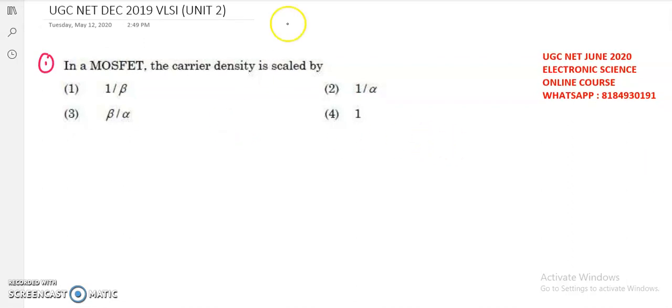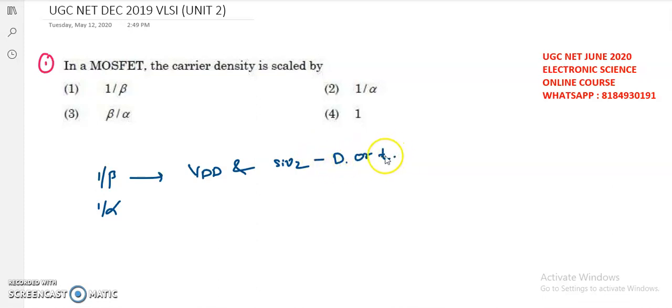Before going into the question, you have to know a few points. In the MOSFET, we have two scaling factors, that is 1 by beta and 1 by alpha. The 1 by beta scaling factor is used for only two things: VDD, that is the power supply, and the oxide thickness, that is the silicon dioxide thickness. Generally, we represent it with capital D, or for example, small t.